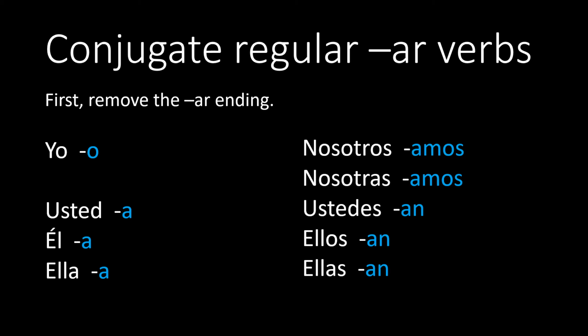Usted is going to end with a. Él is going to end with a. Ella will end with a. Nosotros will end with amos. Nosotras also will end with amos. Ustedes will end with an. Ellos ends with an, and ellas will end with an as well.